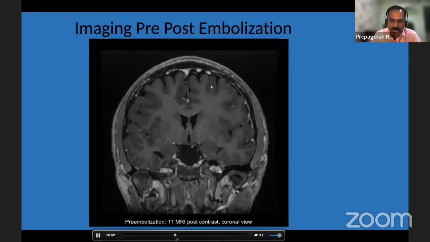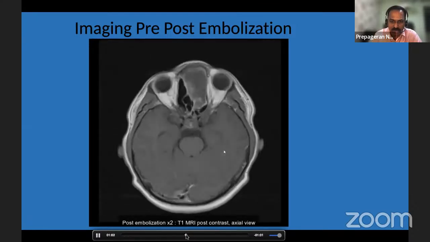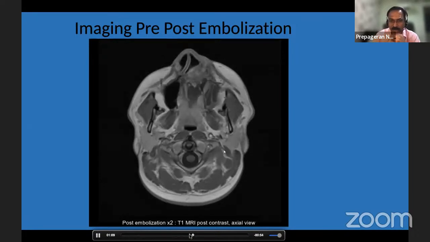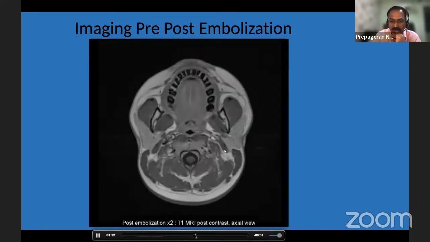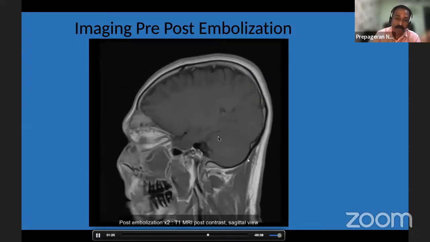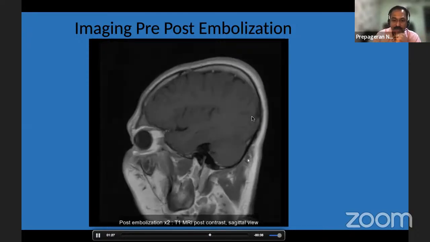So I told him to embolize 1 day before I came to do surgery. And this is post-embolization. You can see now the vascularity of the tumor has decreased quite significantly. So this is post-embolization. Obviously, the tumor size is the same, but it's much smaller as well.